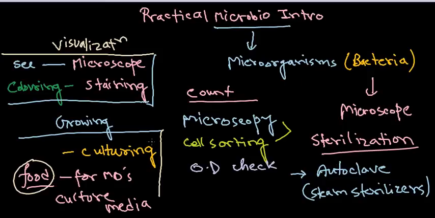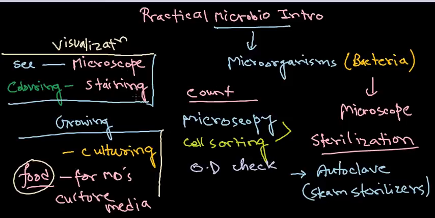cells, we'll be talking about growing them, we'll be talking about visualizing them, and all these different parts we'll be talking about in the future videos. So this is all about how to connect these different things, how to work with a particular bacteria or microorganism in your lab. Visualizing, so you need to sterilize first all these things, whatever is in direct contact with your culture media or with your bacteria of desire.